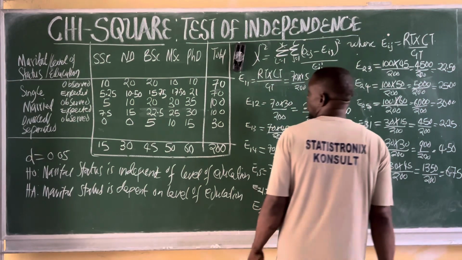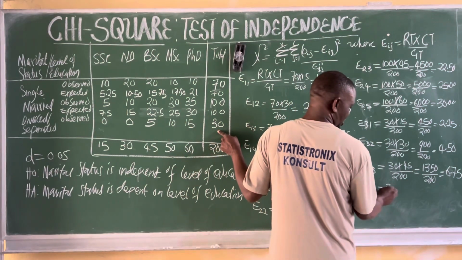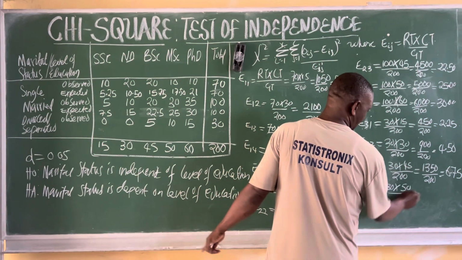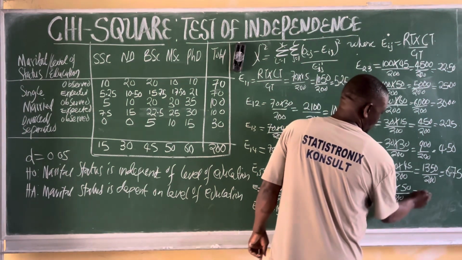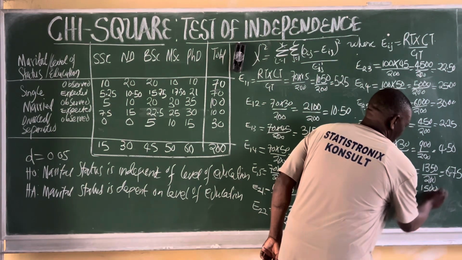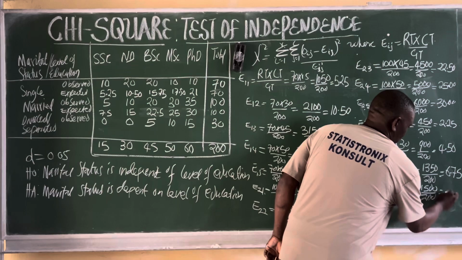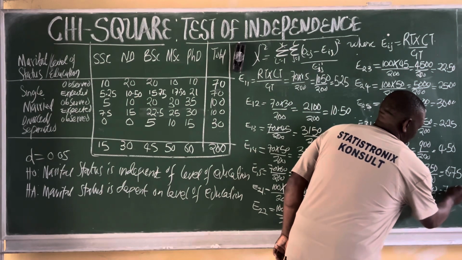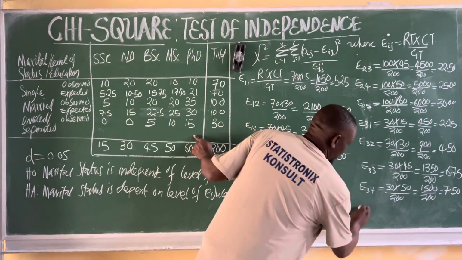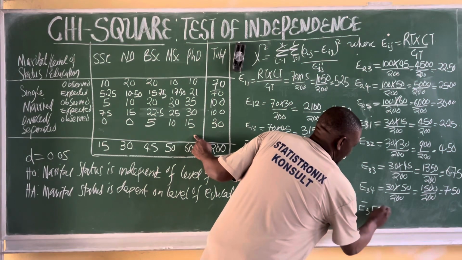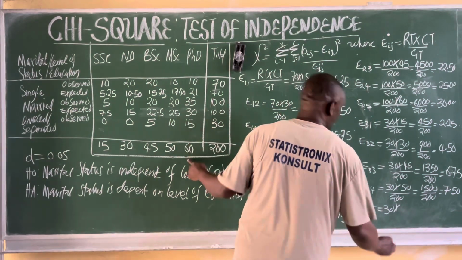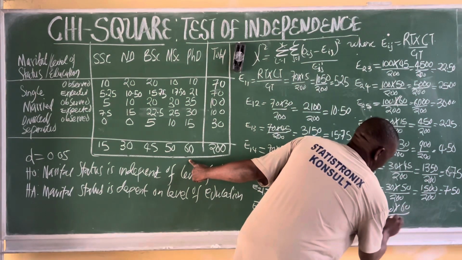Okay? So that our E34 will be equal to the total on the row, which is 30, times the total on the column, which is 50, divided by 200. That will be equal to, now 30 times 50 is 1,500 all over 200. That's going to give us 7.50. And the last expected value is our E35, which is equal to the total on the row, which is 30, and the total on the column, which is 60, divided by 200.